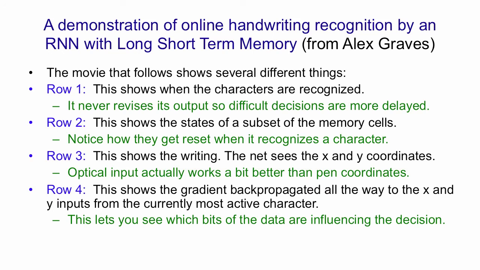So what you get to see is, for the most active character, if you back propagate from that character and ask what would make that most active character more active, you get to see which bits of the input are affecting the probability that it's that character. So that lets you see how the decisions are depending on things that happened in the past. So here's the movie.